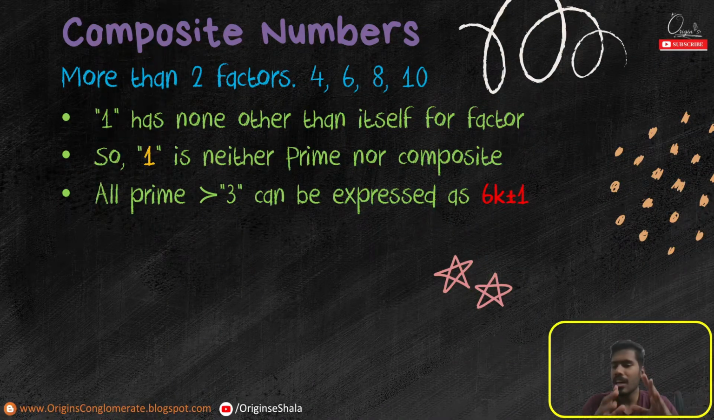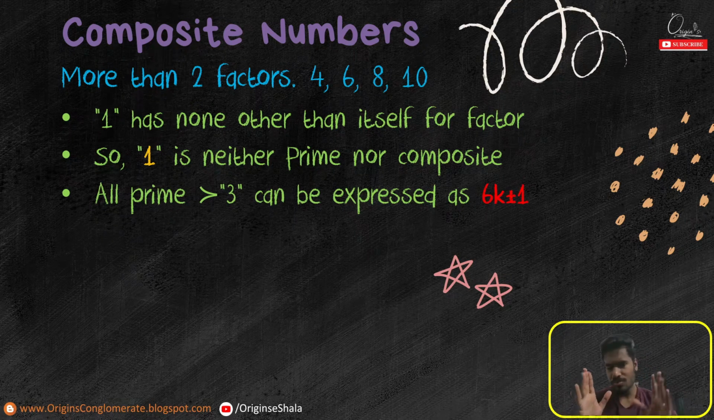Like let's say I have a number 23. Obviously I can represent it as 6 times 4 minus 1, but if I try to find a value by this formula, it doesn't work like that. Let's say I take 6 times 4 plus 1, then what will I get? I will end up with 25, which is definitely not a prime as it is a multiple of 5. So it only works one way.